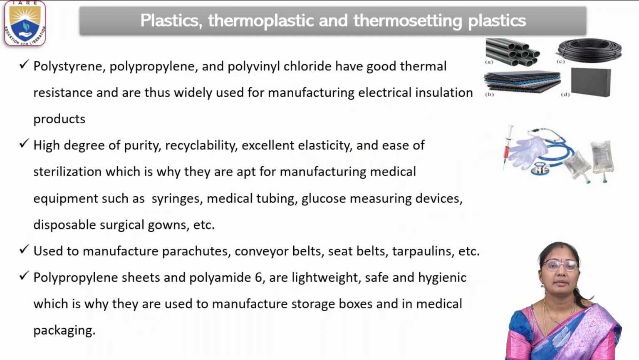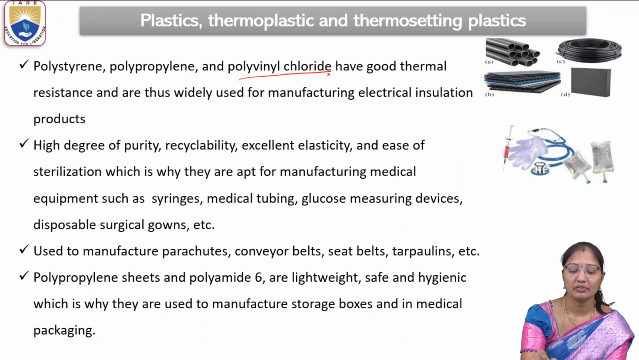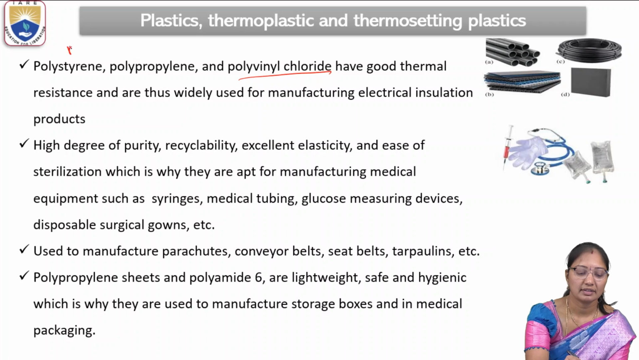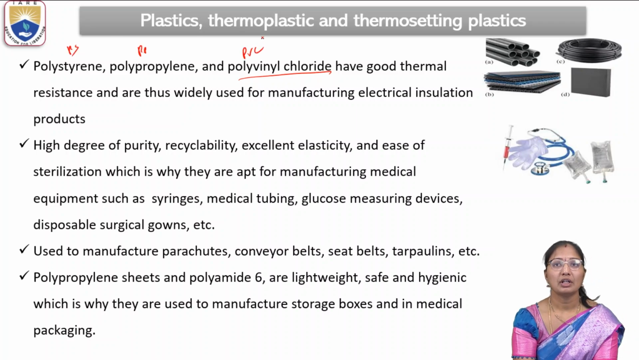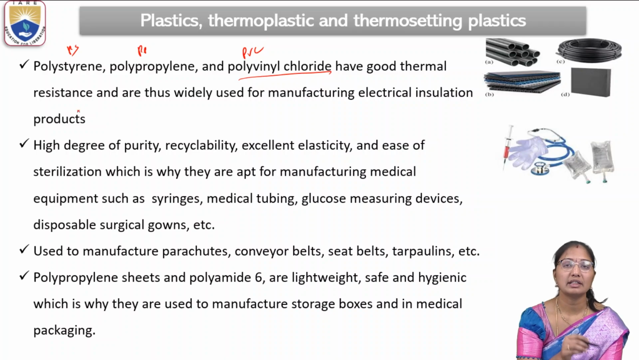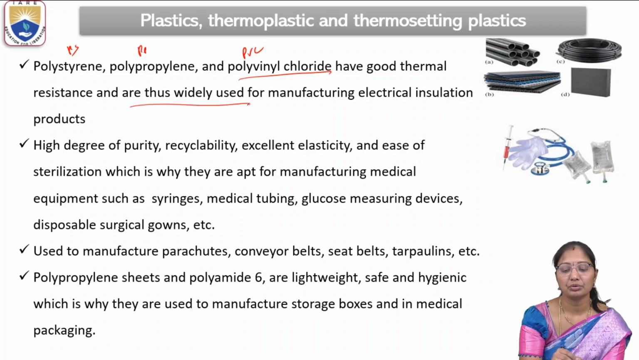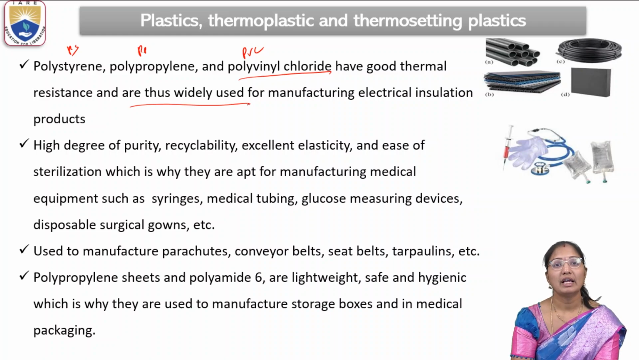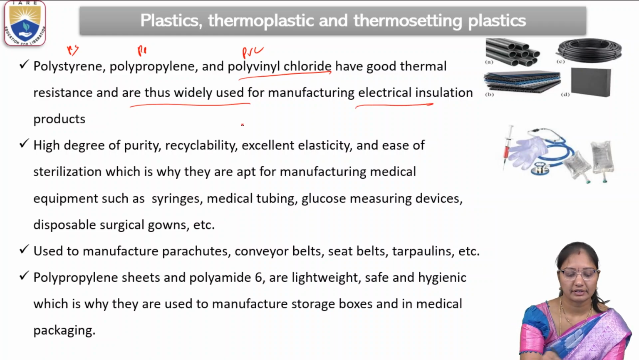Polystyrene, polypropylene and PVC, polyvinyl chloride, which are PS, PP and PVC in short forms, have good thermal resistance. These three have good heat resistance, thus widely used for manufacturing of electrical insulation products.